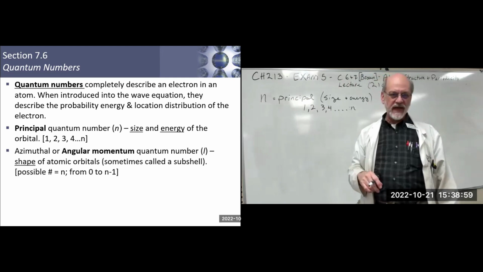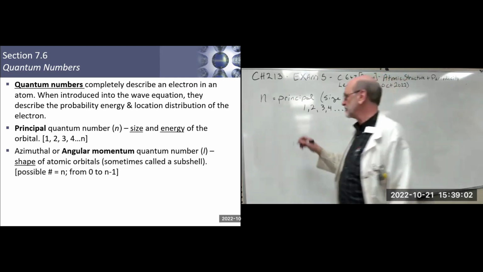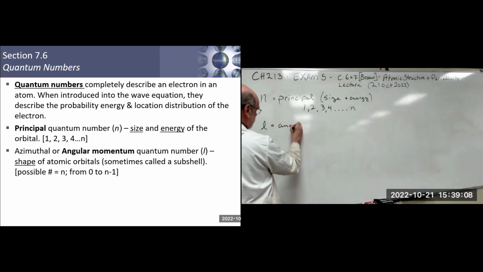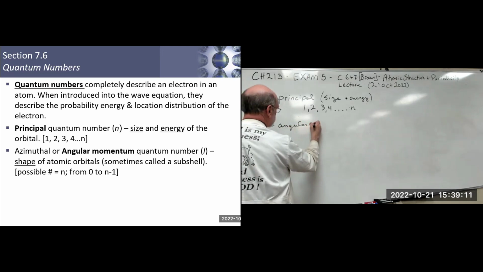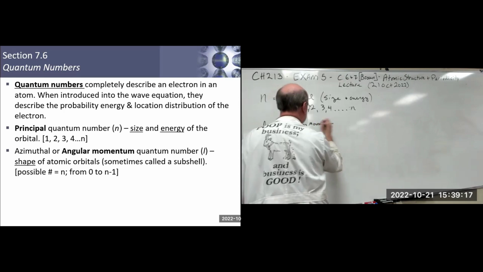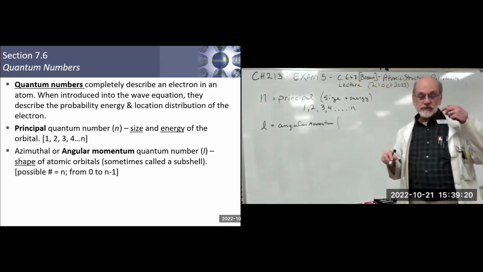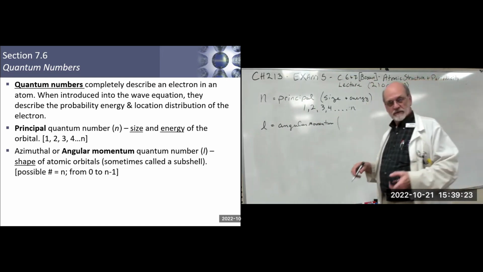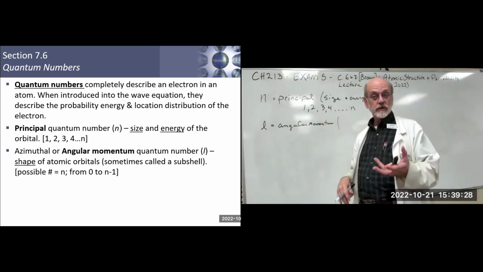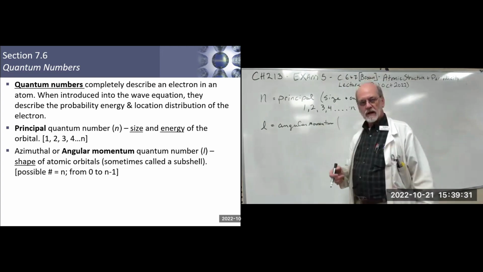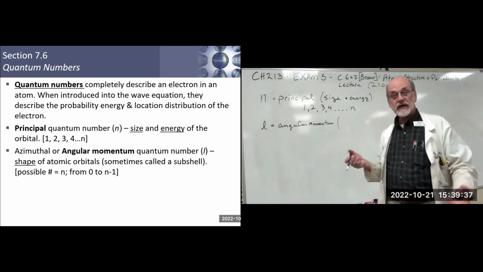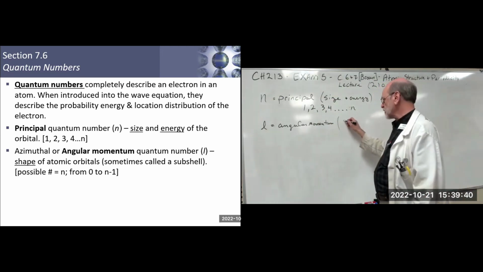The angular momentum, or azimuthal, quantum number is given the letter L. This refers to the shape of the orbital. Is it generally spherical? It could be a hollow sphere too, but it's round. Or does it have lobes on it, or is it a donut, or whatever the case may be? So this refers to the shape.